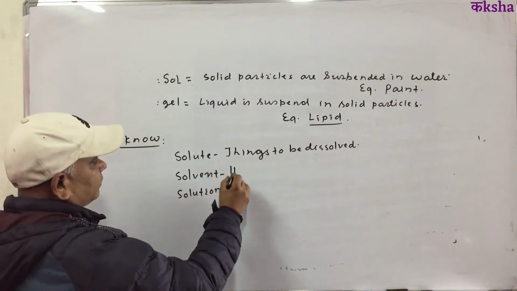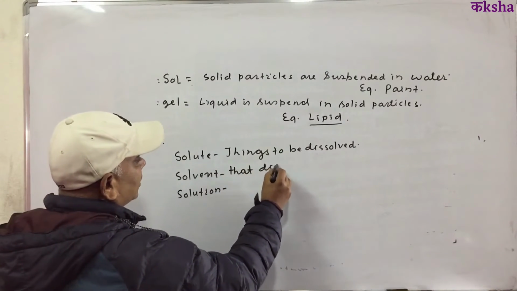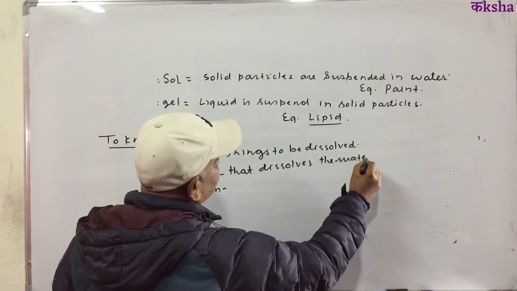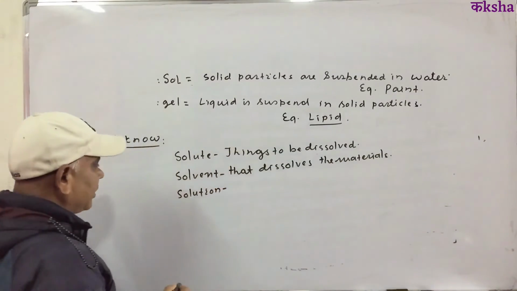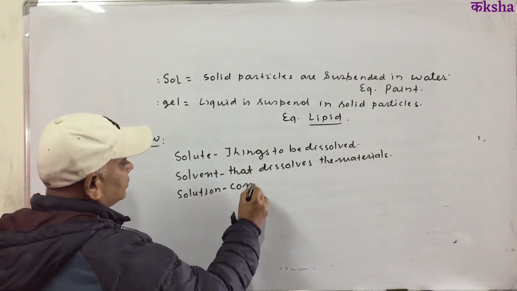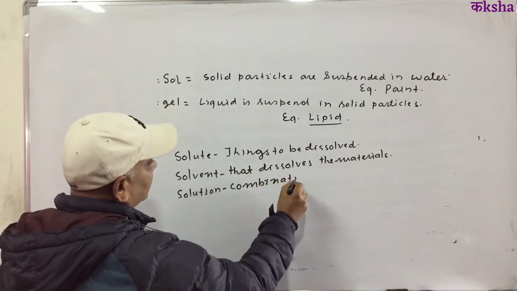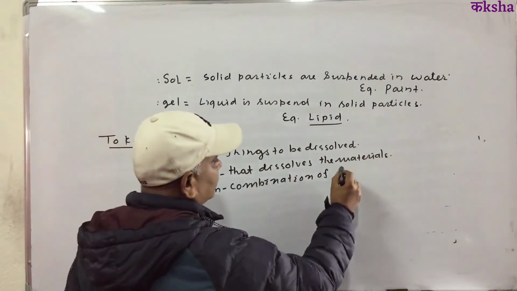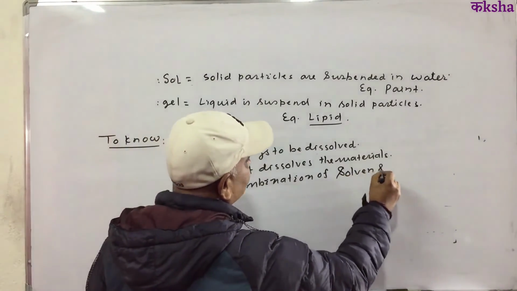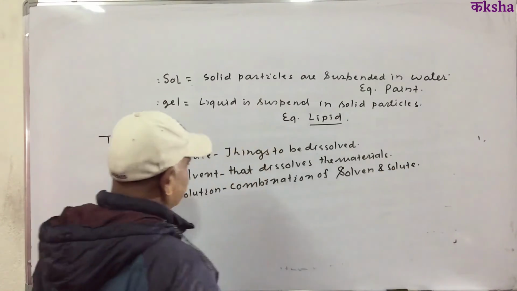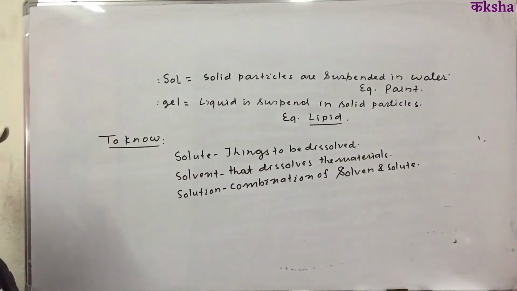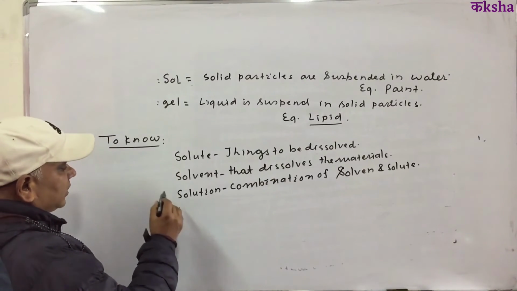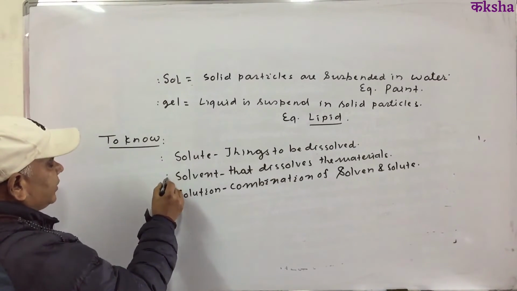Solvent: that which dissolves the materials. Solution: a combination of solvent and solute, right? I think you know this. What is the meaning of solute? What is the meaning of solvent? What is solution? But one more term you have to know here: concentrated solution.